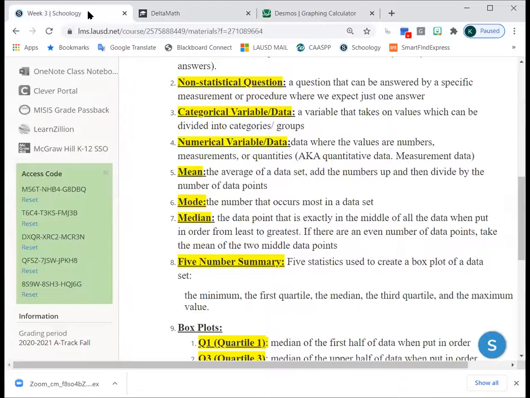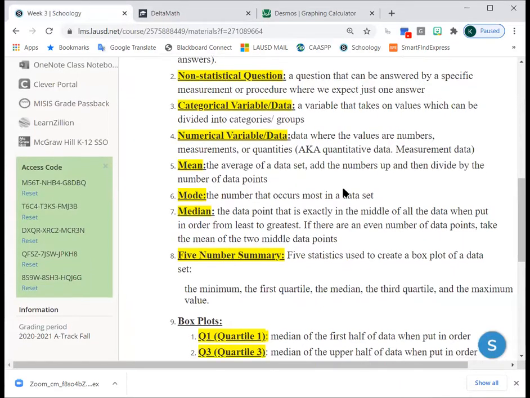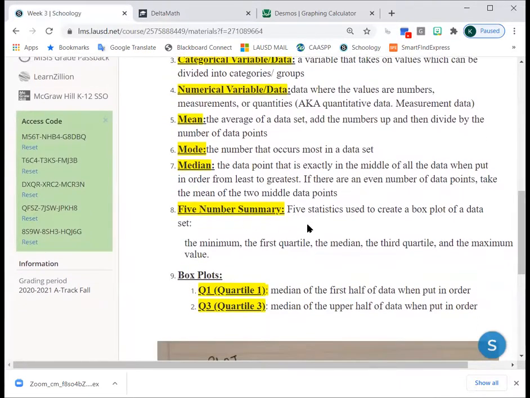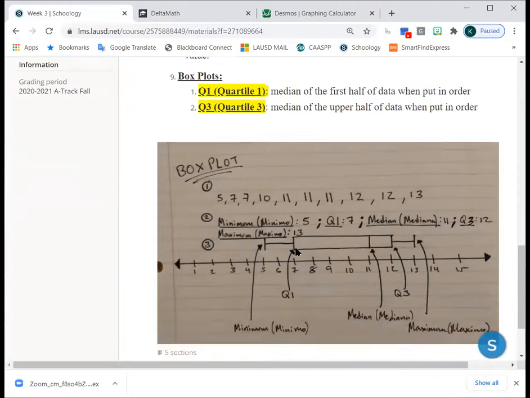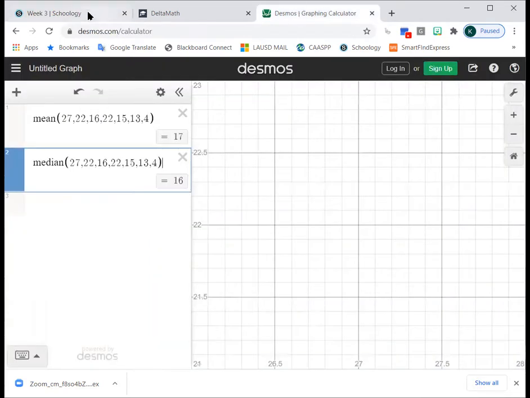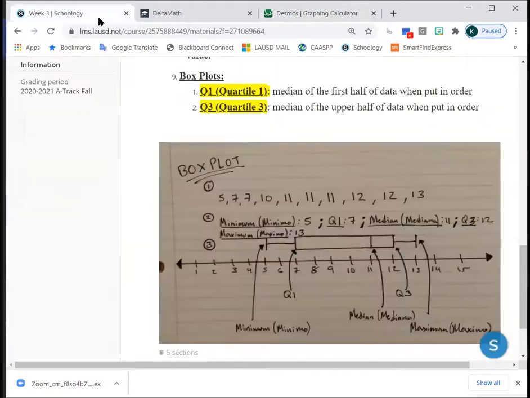Okay, going back to Schoology. All right, the next important part here is the 5-number summary, which is used to create the box plot. Okay, so here is a list of data sets, and from that, you can use the Desmos calculator in order to create it.